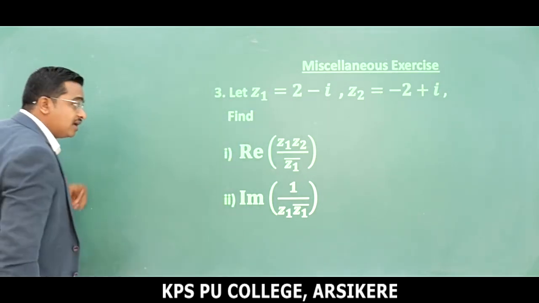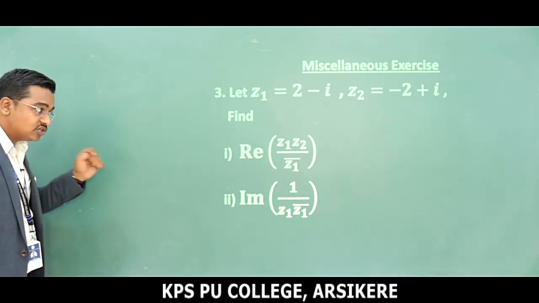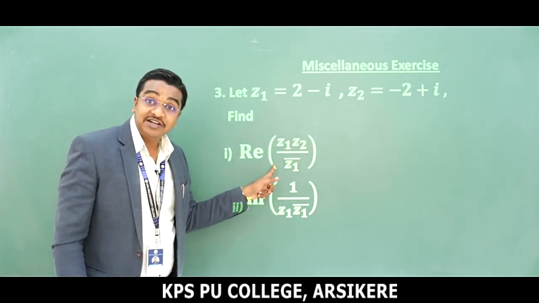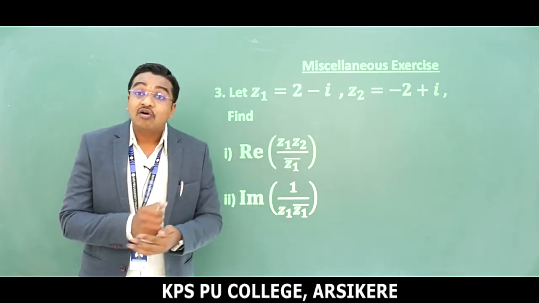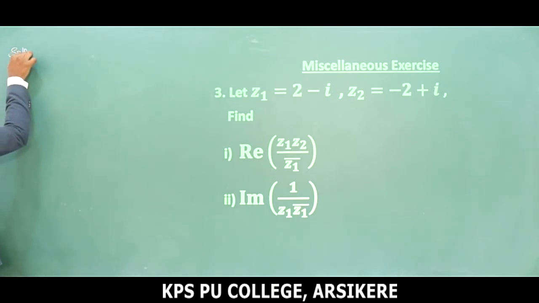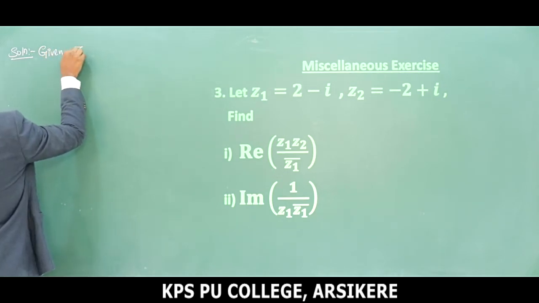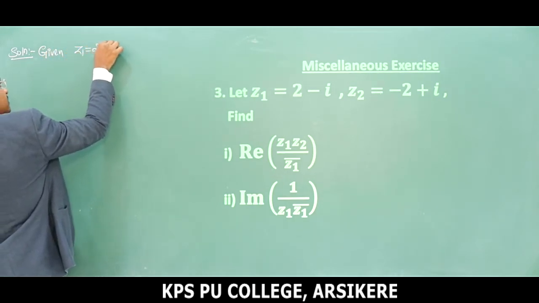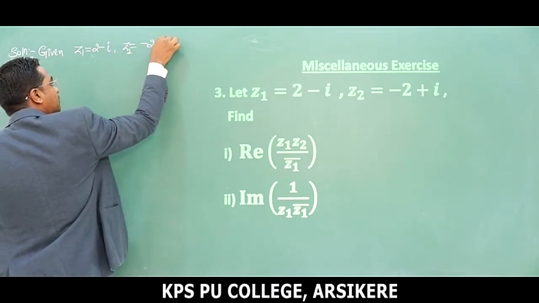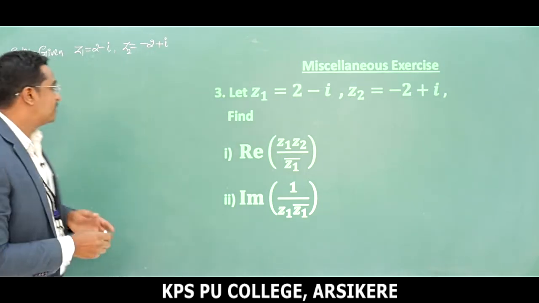Okay, first question. First one, here we need to find the real part of z1 into z2 whole divided by z1 bar, that is the conjugate of z1. So before going to find the real part, first we need to find the expression for z1 into z2 whole divided by the conjugate of z1. Solution. Given z1 is equal to 2 minus I and z2 is equal to minus 2 plus I. Okay.